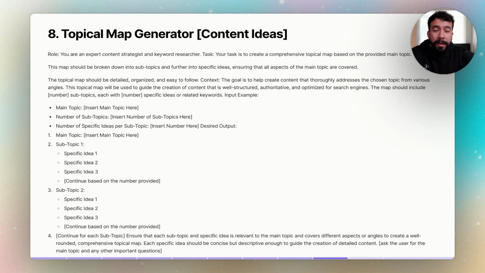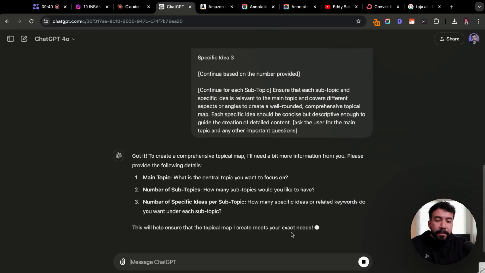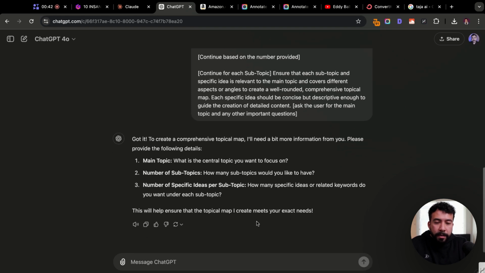All right, next up, one of my favorites, is the topical map generator, also known as just finding content ideas and looking like an authority in front of Google's and your audience's eyes. This one's going to help us figure out our content plan and build out a topical map based on keywords, and we can use this for any niche. It's going to ask us for the main topic, the number of subtopics, and any specific ideas per subtopic.